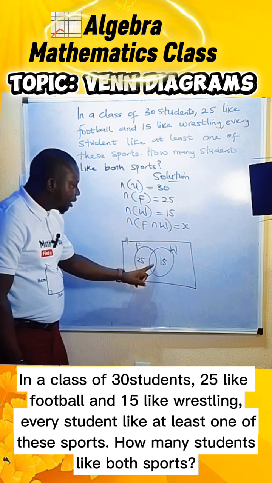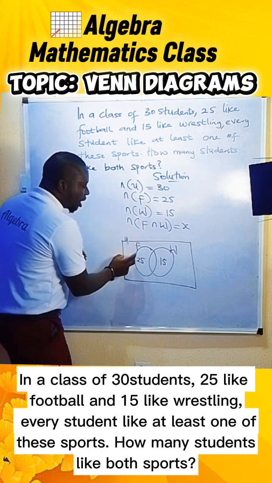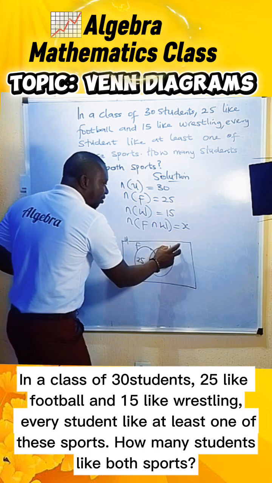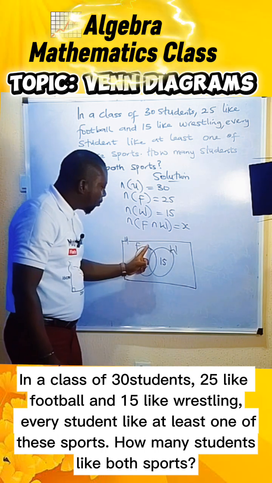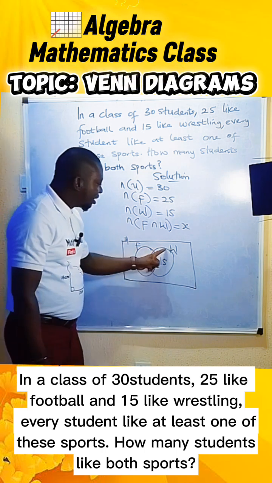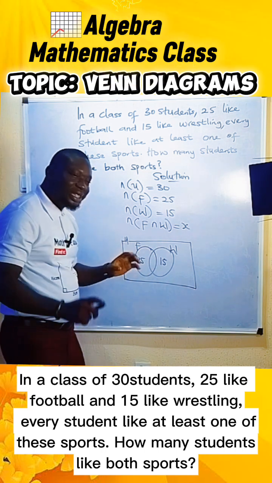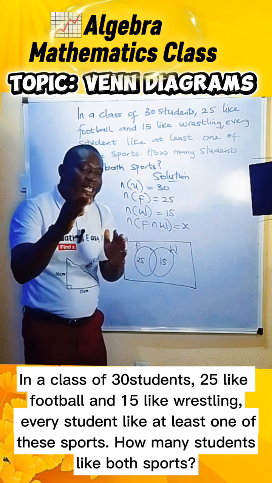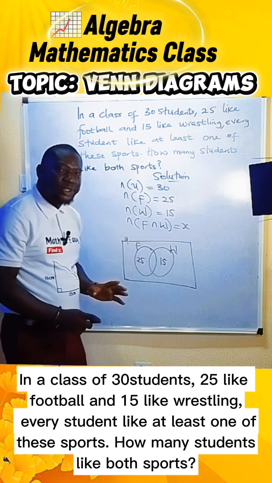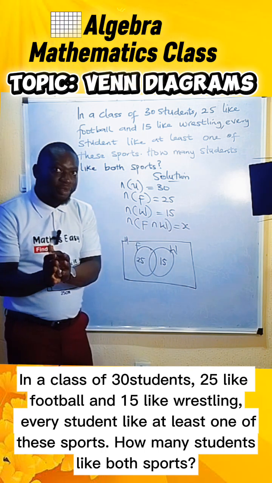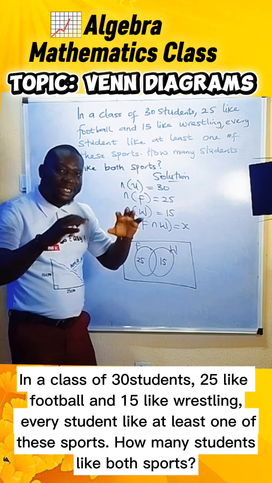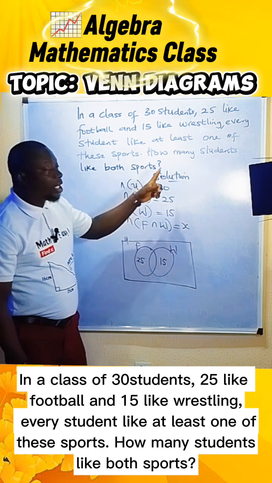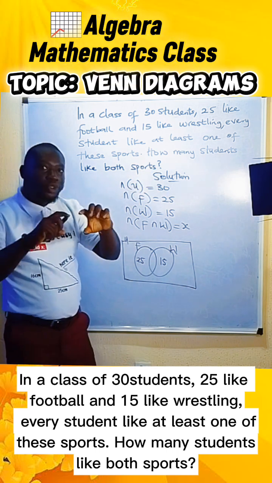All right, now, this part is those that like wrestling and those that like football. Because you see, those that like football is coming like this. Those that like wrestling is coming like this. So at this point they superimpose. This is the point of intersection between football and wrestling. Are you following? So this point we call the intersection between football and wrestling, and that's the question we are looking for. Look at the question. How many students like both sports?